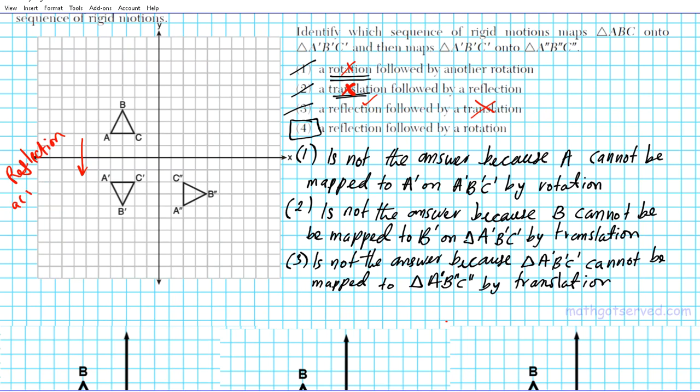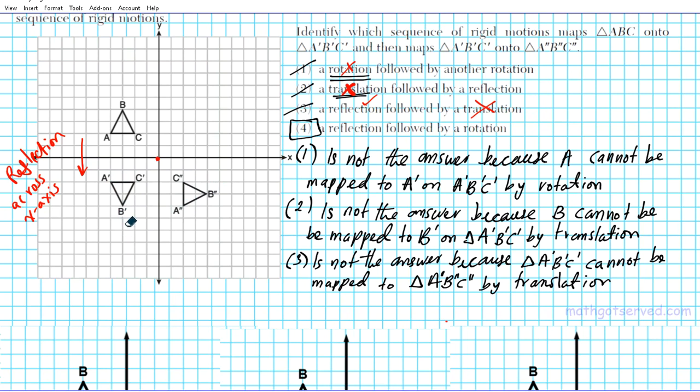Across the line, across the x-axis. Okay, so that will take you from this triangle to this triangle. Now, how about the second piece, rotation? If we rotate triangle A prime, B prime, C prime about the origin, you know what's going to happen? We're going to end up with A double prime, B double prime, C double prime.